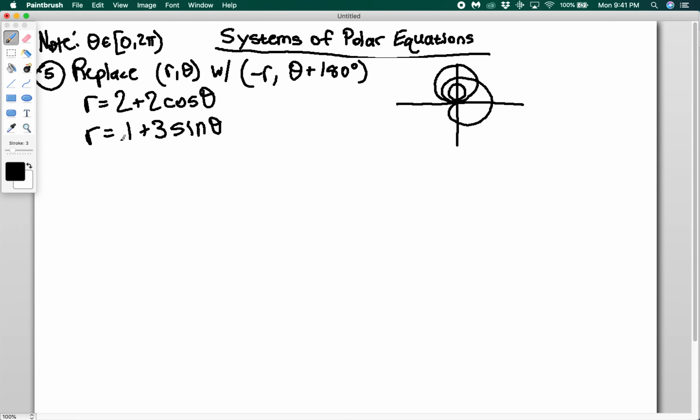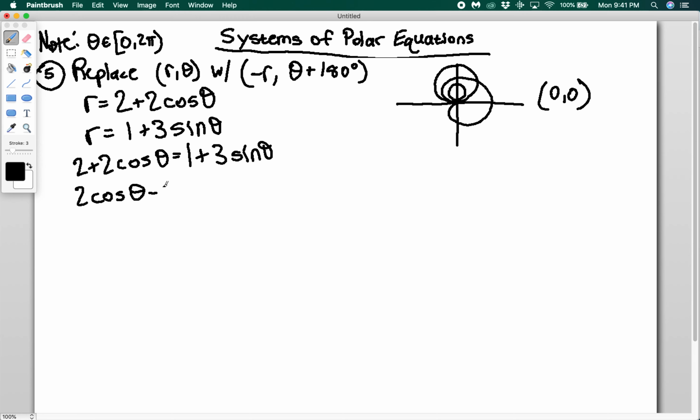So let's go ahead and solve this, okay? The first thing we're going to do is say that the pole is certainly one of the intersection points. We can start with that. That's going to be 1. And now let's find more. So I'm going to say 2 plus 2 cos theta is equal to 1 plus 3 sine theta. I'm going to collect like terms, and I'm going to get 2 cos theta minus 3 sine theta is equal to negative 1.